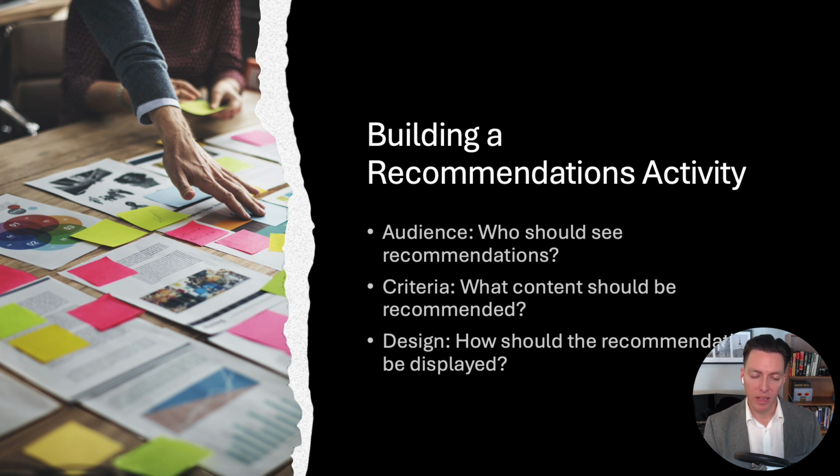Okay, so once you have your content set up, you want to look at how you're going to build your recommendations activity. It consists of three main parts. The audience. So number one, who will see those recommendations? Is it a specific audience? Are you blanketing all your users and wanting Adobe Target to use the criteria, which we'll talk about in a second, to recommend to those users? What is the best way to go forward?